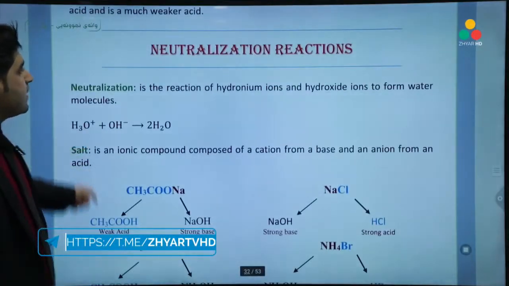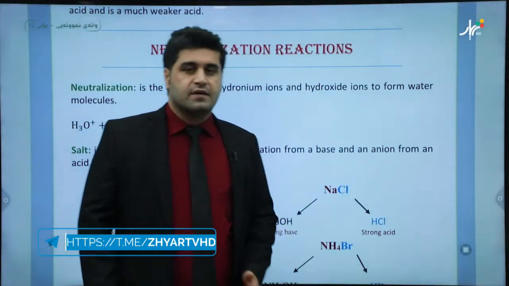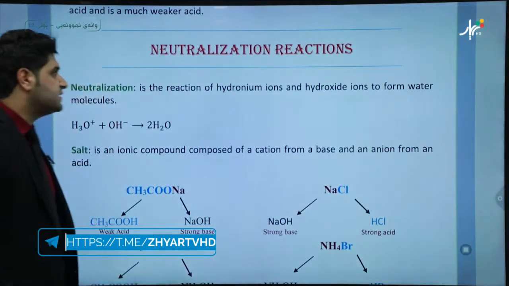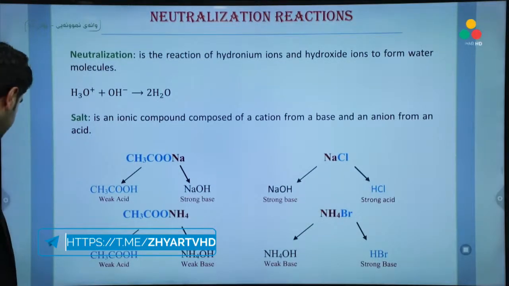So that's all about the amphoteric compounds and about the acid rain. It's very important. The last subject in chapter 3 is the neutralization reaction. What is the neutralization reaction?